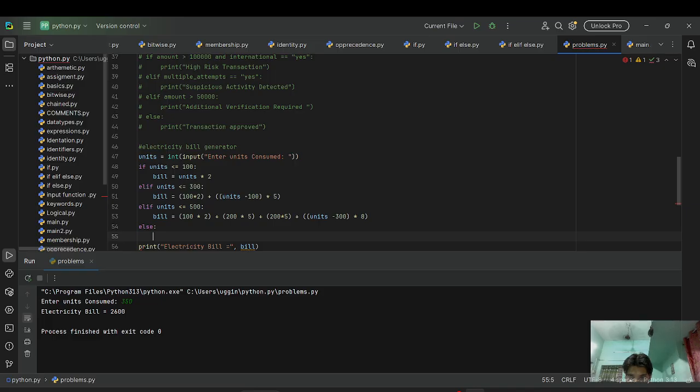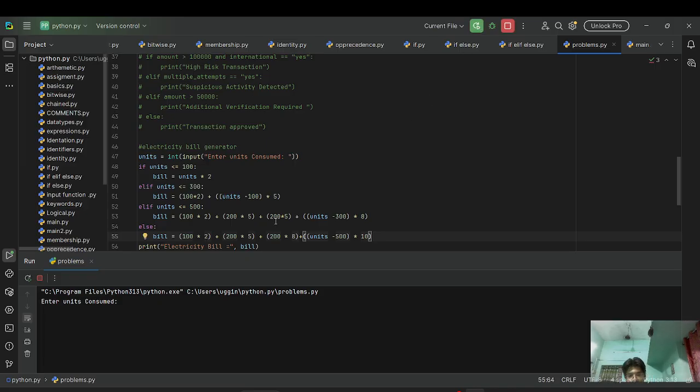Else bill equal to 100 into 2 plus 200 into 5 plus 200 into 8 plus units minus 500 into 10. Let's run this.